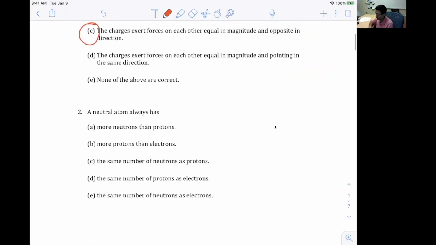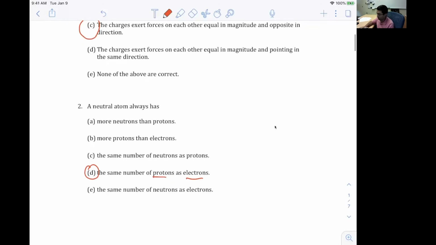A neutral atom always has the same number of positive and negative charges, and the positive charges are protons and negative charges are electrons. So it will be D. Neutrons are neutral, they don't have any net charge.